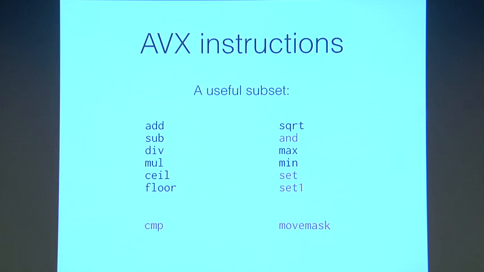Add values, subtract values. The obvious ones, square root, and then some that are not obvious, right? And on floating points, creation, comparison, and then this move mask function, which is poorly named.